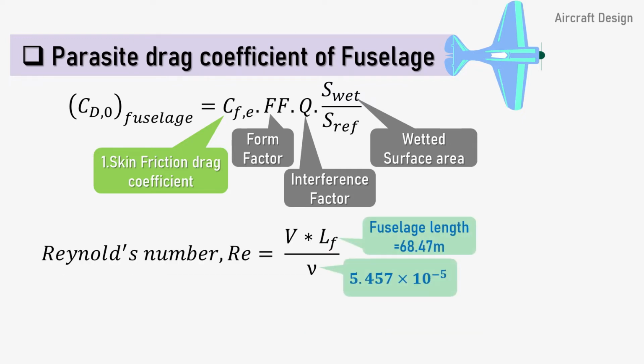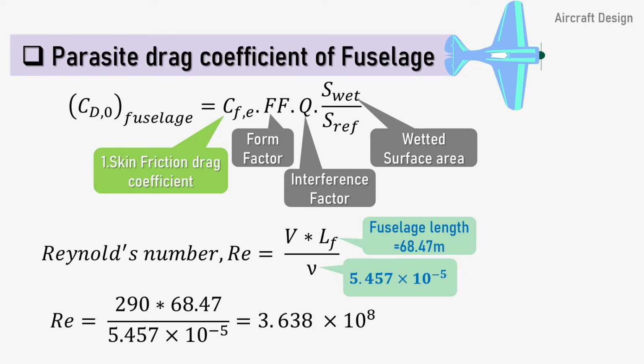Here Reynolds number equals V into the characteristic length of the fuselage divided by the kinematic viscosity. The length of the fuselage is from the fuselage design, link is in the description box. You can find the length of the fuselage of my aircraft is 68.47 meter. Now substituting there, we get the Reynolds number about 3.638 into 10 power 8.